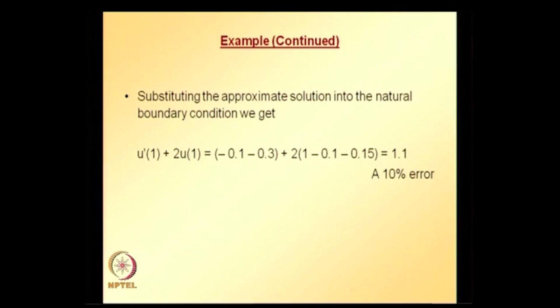How did we get it? We started with a quadratic trial solution. If you want to reduce this error further, you can start with a higher order trial solution. You can start with a cubic trial solution or a quartic trial solution. So now we will solve the same problem using a cubic trial solution and see by how much percent this error reduces.